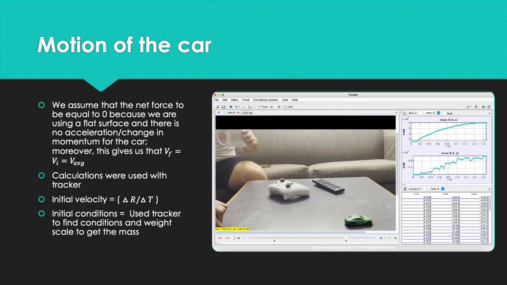So for the motion of the car, we assume that the net force is equal to zero because we are using a flat surface, and there is no acceleration or change in momentum for the car. Moreover, this gives us that v final is equal to v initial, which is our average velocity. Here's a picture of Tracker, and I used this to get all my data here on the right. I figured out that the velocity can also be the change in r over the change in t. Then for my initial conditions, I used Tracker to find those exact conditions I needed to manipulate with all the formulas. And I used the weight scale to get the mass of my car.